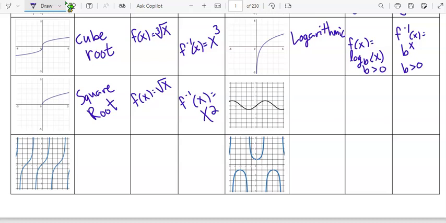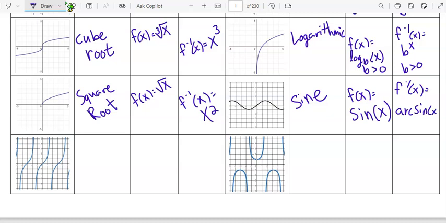This one right here is called a sine function. It's a sinusoidal function, a trig function. We have f of x equals sine of x. And then the inverse is f inverse of x equals arc sine of x.